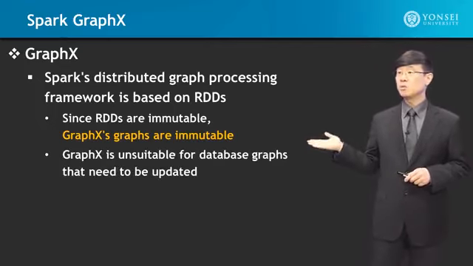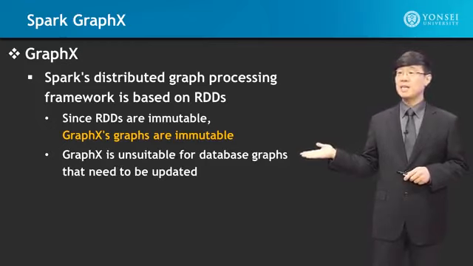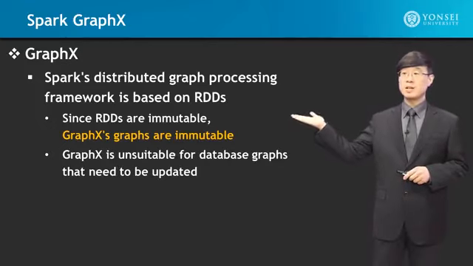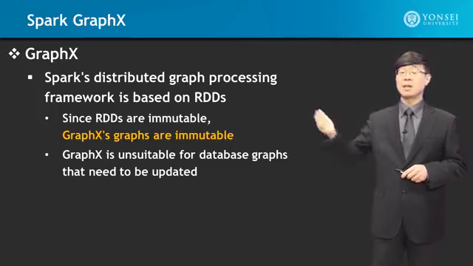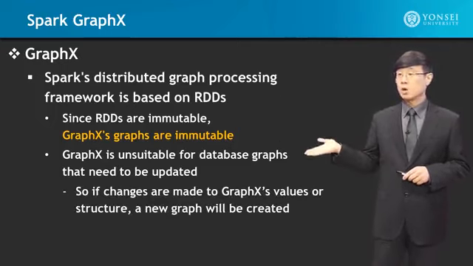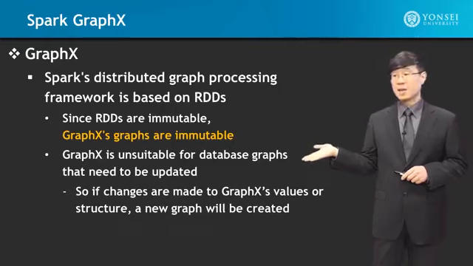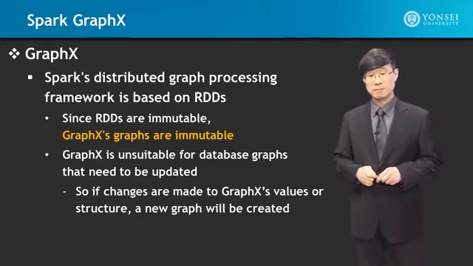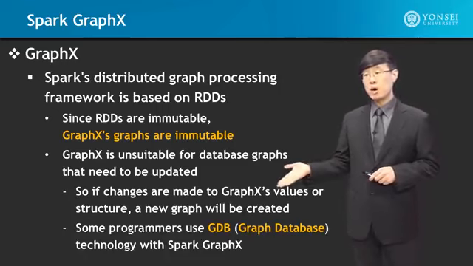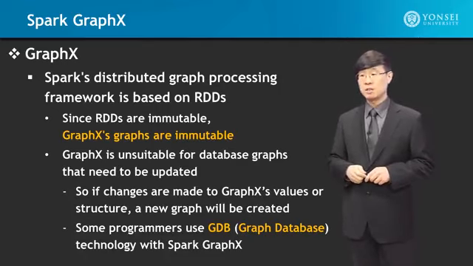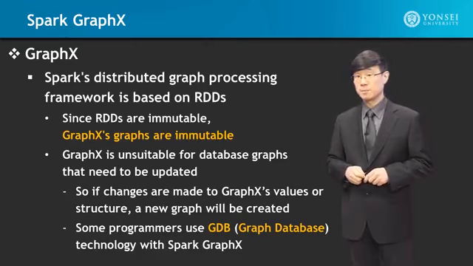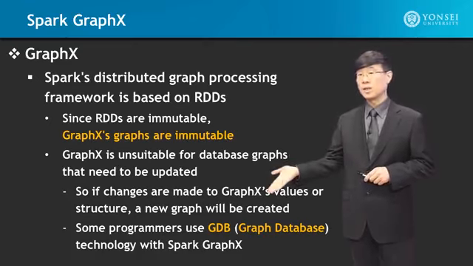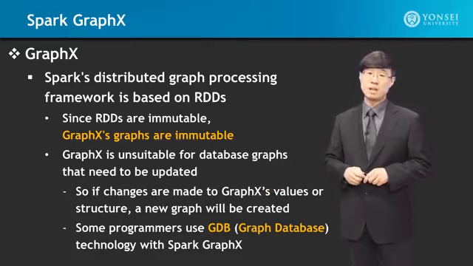GraphX is unsuitable for database graphs that need to be updated. This is because the RDD is immutable. So if changes are made to GraphX values or structure, a new graph will be created. Some programmers use graph database technology with Spark GraphX, and I will explain more on relational databases and graph databases soon.